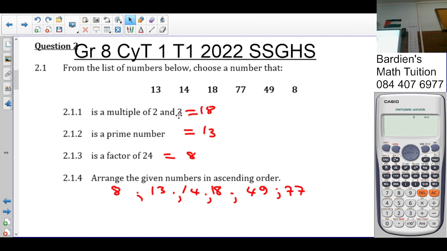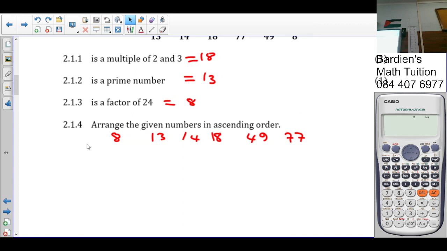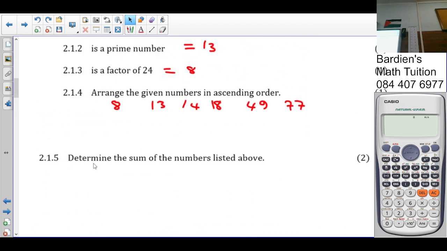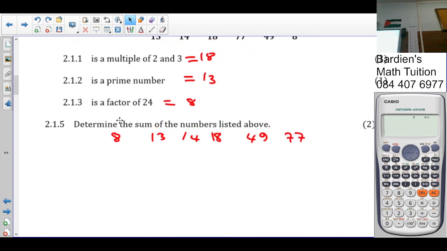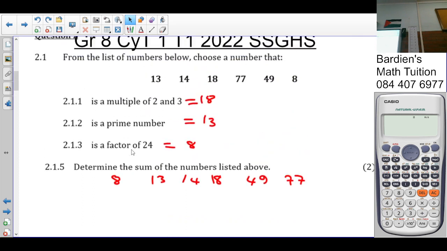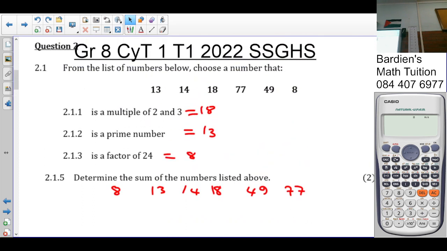Okay. Then in the next question, that asks you in 2.1.5, you must work out the sum of the numbers listed. So what does sum mean? You must add them. Not so? And when I add them, I get an answer of 179. You all agree with that? Remember, there were no calculators to be used in the exam.